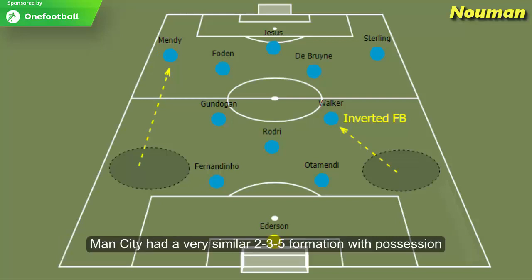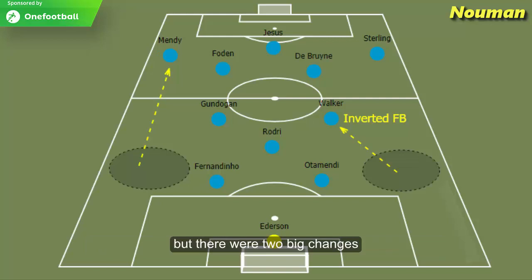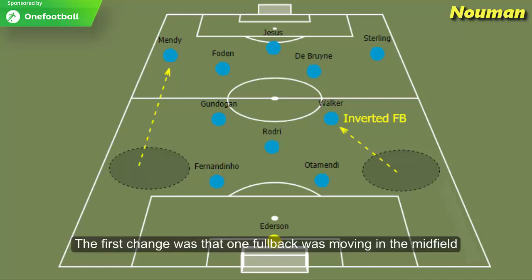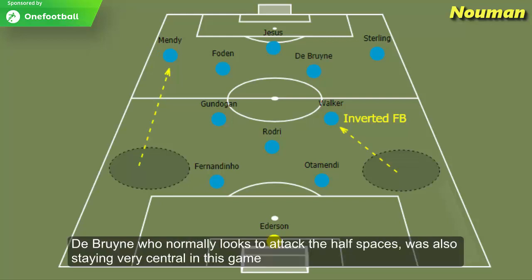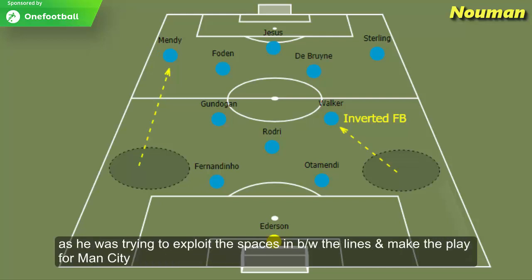Man City had a very similar 2-3-5 formation with possession, but there were two big changes. The first change was that one fullback was moving in the midfield while the other one was moving up to provide the attacking width, whereas normally both Man City fullbacks drop in the midfield. De Bruyne, who normally looks to attack the half spaces, was also staying very central in this game, as he was trying to exploit the spaces in between the lines and make the play for Manchester City.